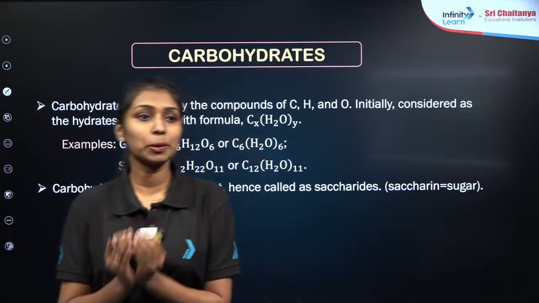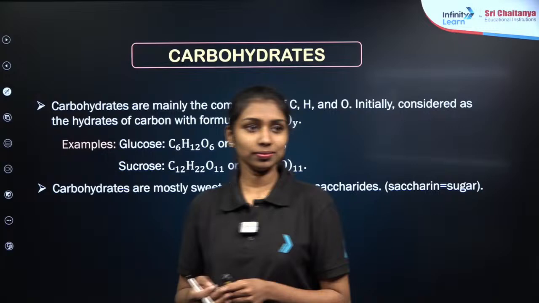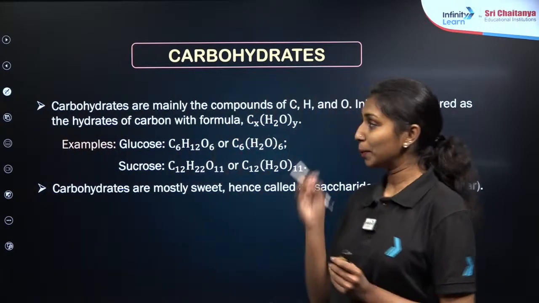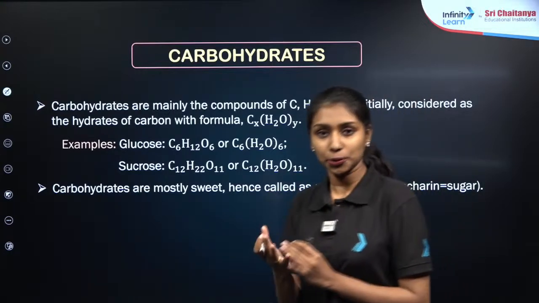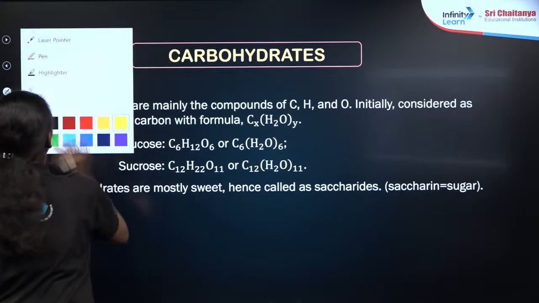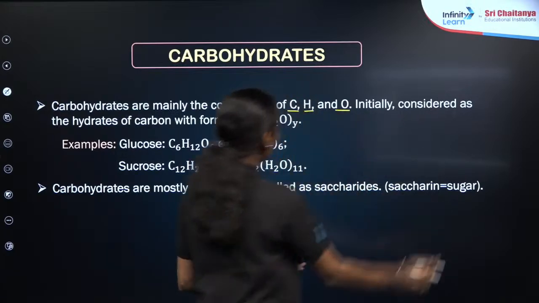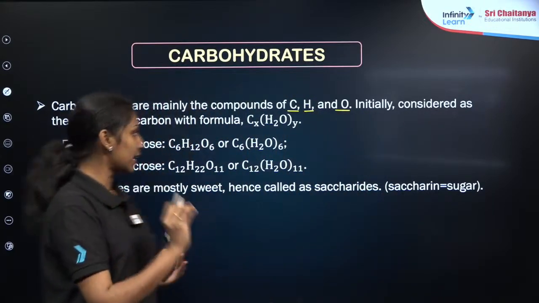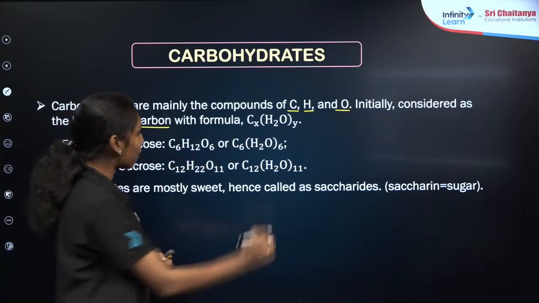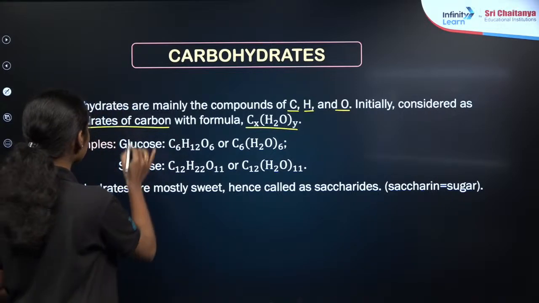Okay, let us start with what you mean by carbohydrates. You must have an idea from the name, right? Carbohydrates. It is something related to hydrates, related to carbon. So we can define carbohydrates as mainly containing carbon, hydrogen and oxygen. And from the name itself, it is meant that they are the hydrates of carbon, having the formula Cx(H2O)y, right? So let us take some examples.